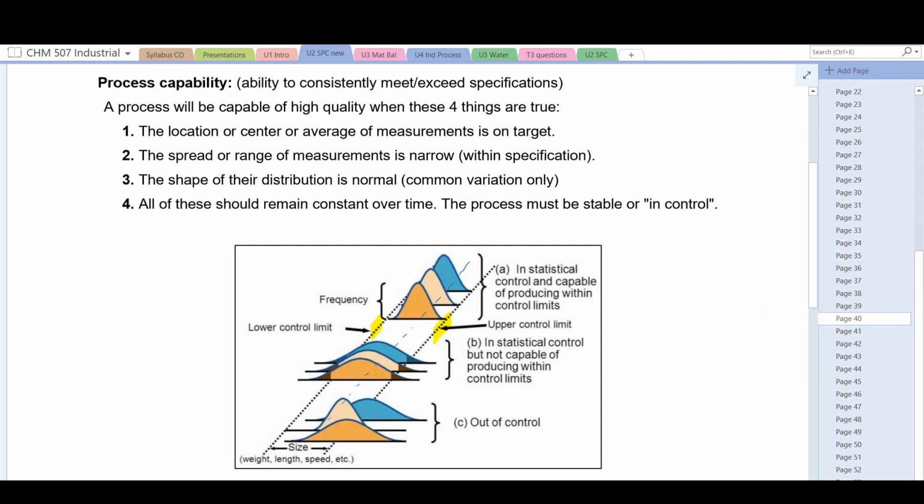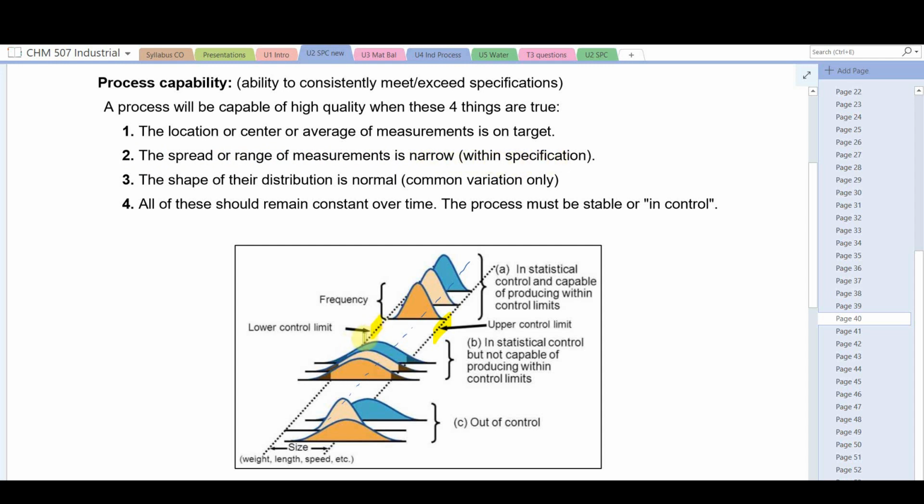Page 40, process capability, is the ability to consistently meet or exceed specifications. So a process is said to be capable of high quality when 4 things are true. Number 1, the location or center or average of the measurements is on target. In this diagram, the center line would represent the target. Number 2, the spread or range of the measurements is narrow. It should fall within the specification.